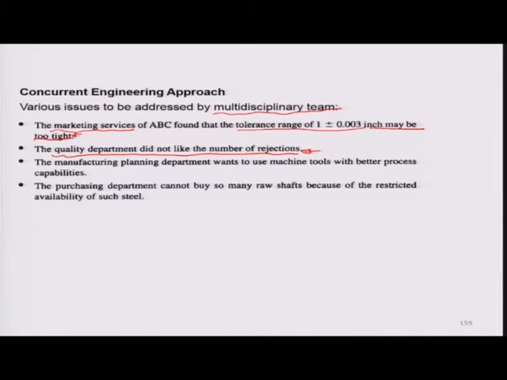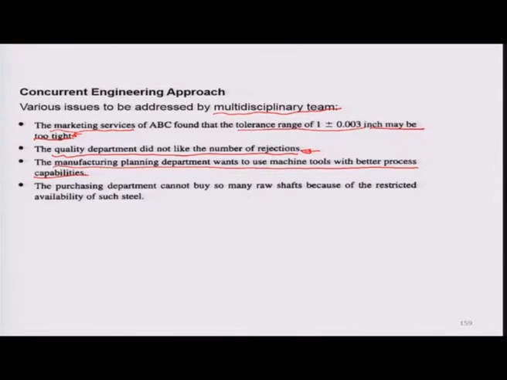The manufacturing planning department again wants to use the machine tool with better process capability. So I would like to give you some details about what other machines are available as options where manufacturing planning can have a span of control over not just limited to j equal to 1, but maybe j equal to 1 to 3 or 4, whatsoever number of machine tools they have, to check which one of the machines would be able to give at a lower cost and also reduce subsequently the number of rejections.